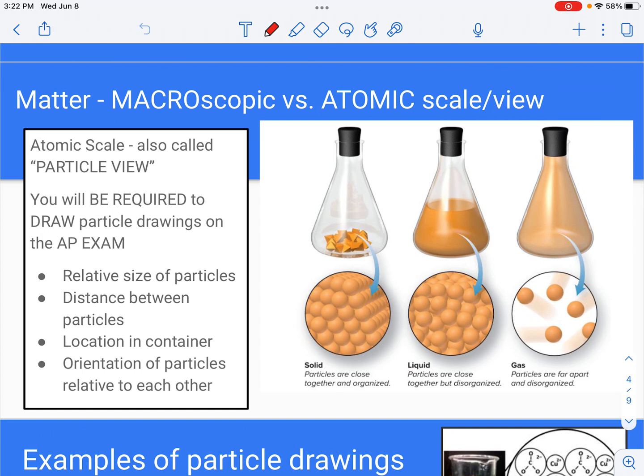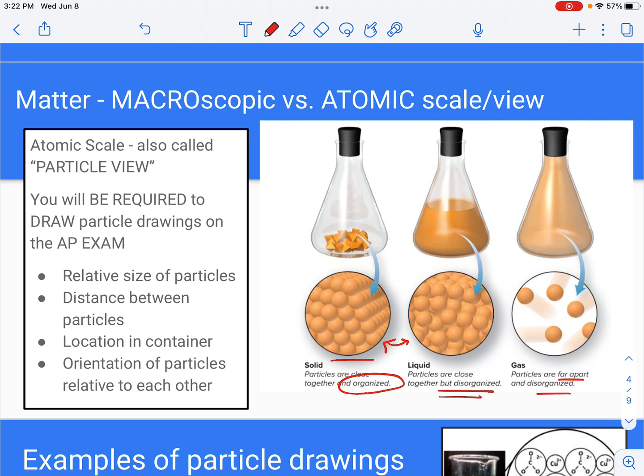The distance between the particles. So notice definitely that in here, you can see how in the solid, the particles are tightly packed. The liquid is that they're packed together, but they're not nearly as organized. And so the key in the difference between these two is the organization. And then of course for gases, the particles are far, far apart. So this is something that you want to make sure you're aware of, far apart and disorganized. So the distance between the particles will be important.